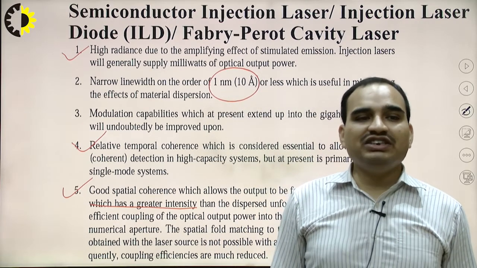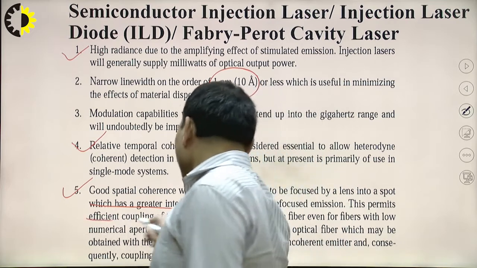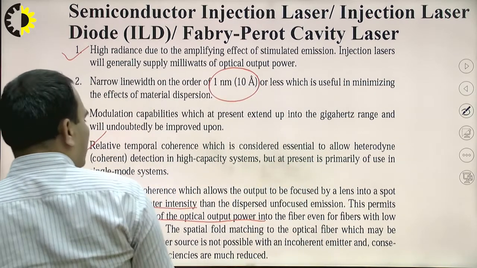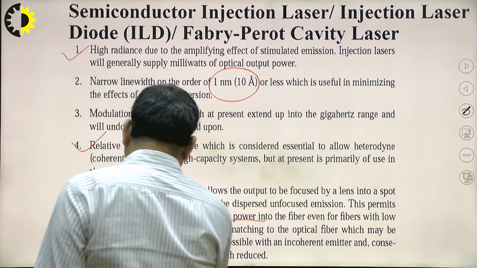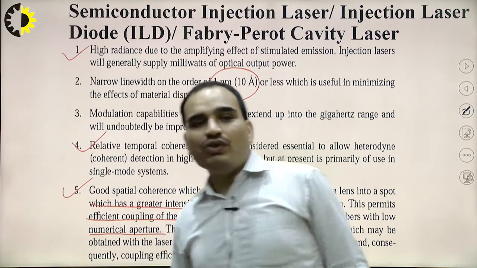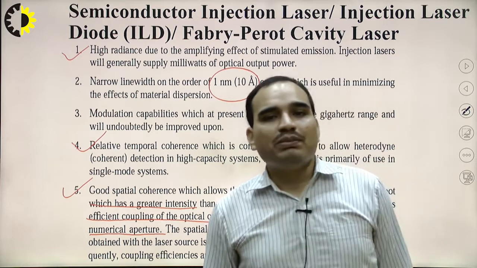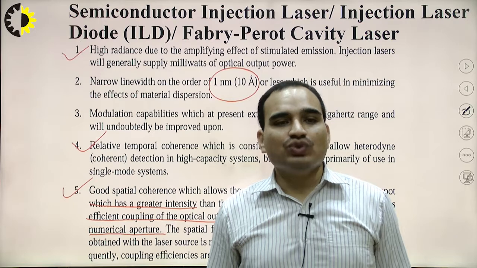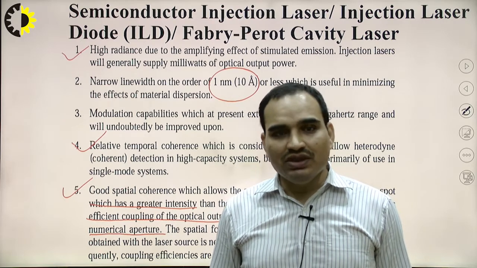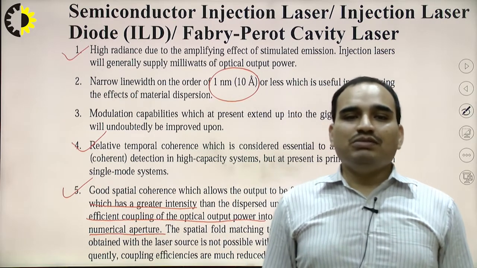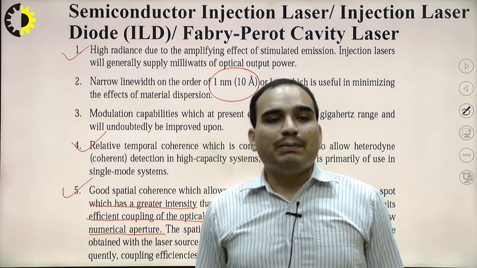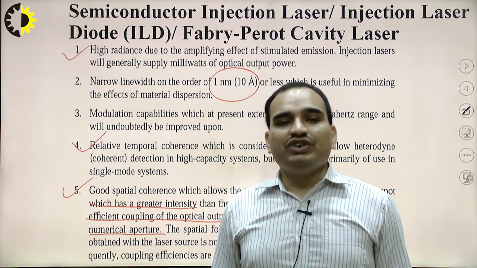So this permits efficient coupling of the optical output power into the fiber, even for fiber with low numerical aperture. The spatial field matching to the optical fiber may be obtained with the laser source and is not possible with an incoherent emitter, and consequently the coupling efficiency is much reduced.